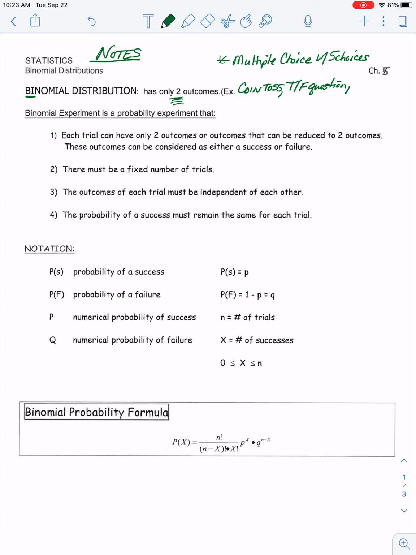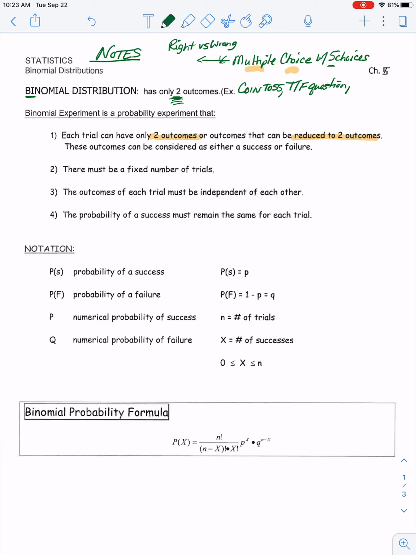Okay, now you're all sitting there thinking, come on now, you just said 2 outcomes. Multiple choice with 5 choices has 5 outcomes. Well, think about it a second. Wait for it. Maybe it just occurred to you. You could see that as being right versus wrong, or correct, incorrect. 2 outcomes. So we can make it reduce to 2 outcomes. In fact, part of the definition says each trial can have 2 outcomes or outcomes that can be reduced to 2 outcomes, and that would be the case in the multiple choice example.